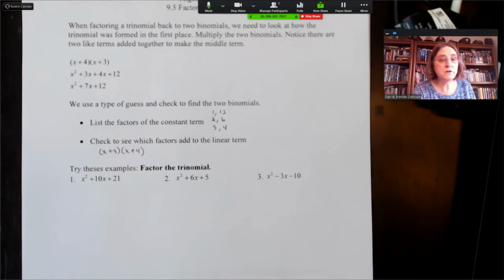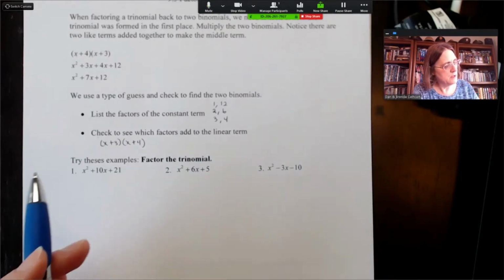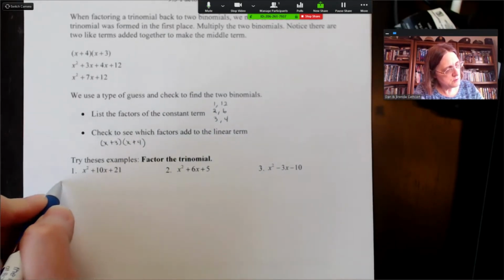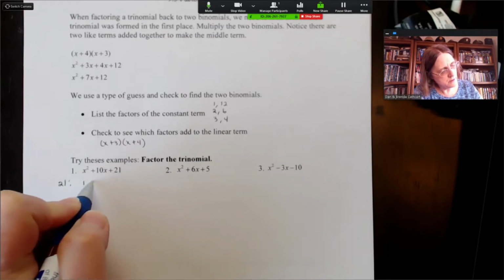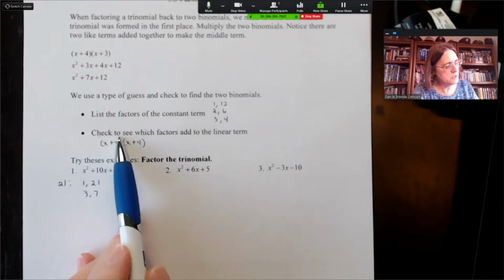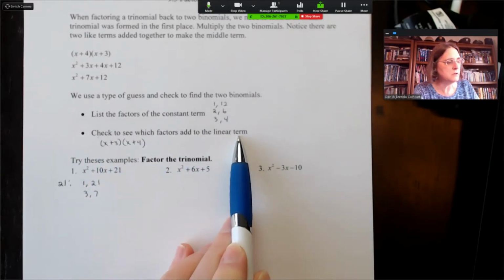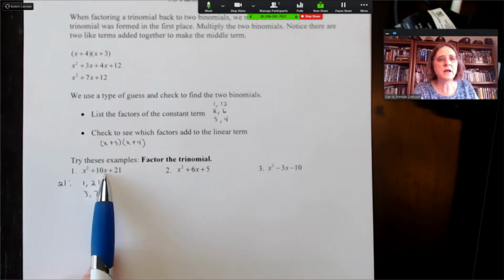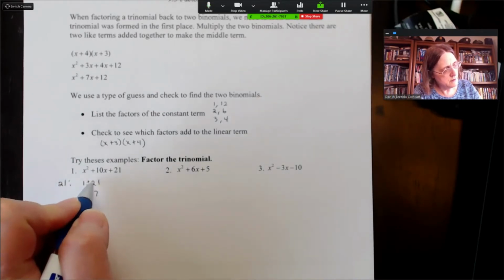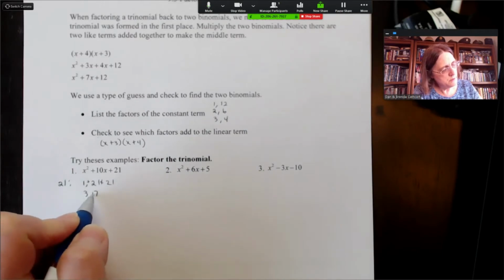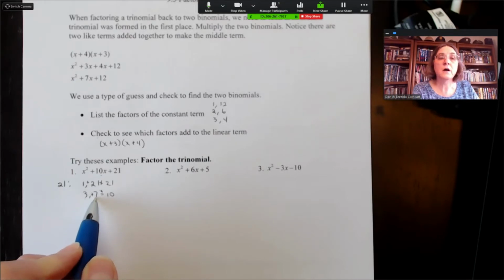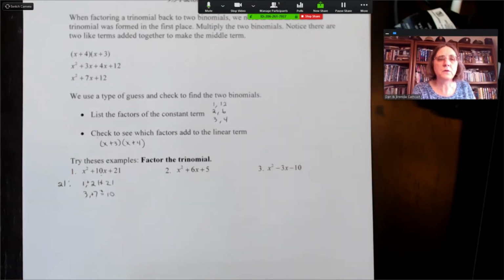Our instructions are to factor the trinomial. So our first step is going to be to list the factors of the constant term. Our constant term is 21, and our factors are 1 and 21 and 3 and 7. Then I want to check to see which of these factors add up to the linear term. So which of these factors add up to 10 or 10x? Well, 1 plus 21 is 22, and that doesn't work. 3 plus 7 is 10. That one works. So these are the two factors that I want to use to multiply to get 21.